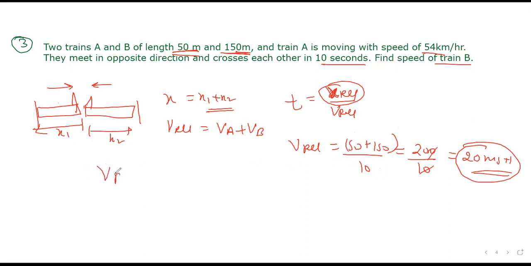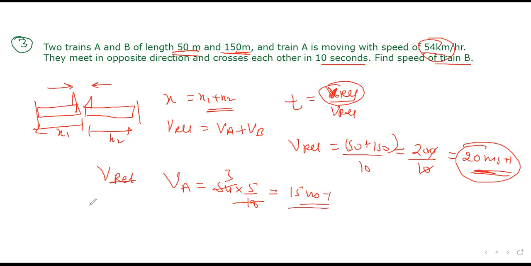Okay, so we can convert this answer either into kilometers per hour, or into meters per second. Suppose train A, what is the velocity of train A given? 54 into 5 by 18 we can write. 18 goes 3 times. So it's coming to 15 meters per second, right?